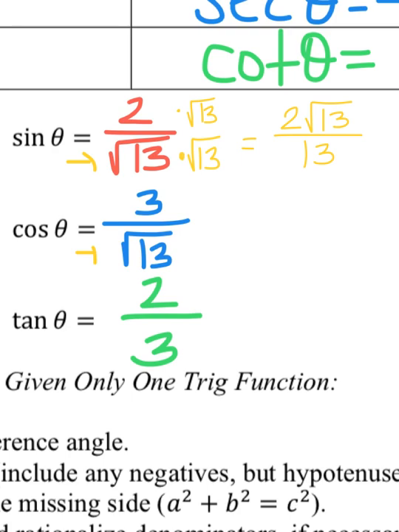We're going to do the same thing for cosine. So I have the square root of 13 in the bottom, so I'm going to get rid of it by multiplying it by itself. What I do to the bottom of a fraction, I also have to do to the top. 3 times the square root of 13 is 3 square root 13 divided by the square root of 13 times the square root of 13 is 13.